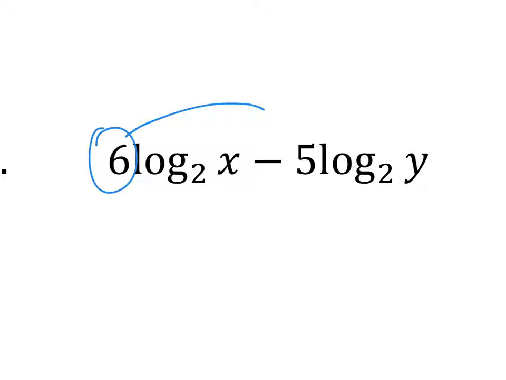Move it to the exponent of x. So this becomes log base 2 of x to the 6, minus. All right, there's a 5 in front of that log. I have to move the 5 first. So what can I do with the 5?